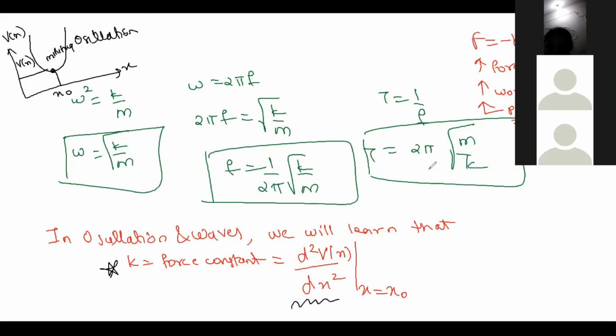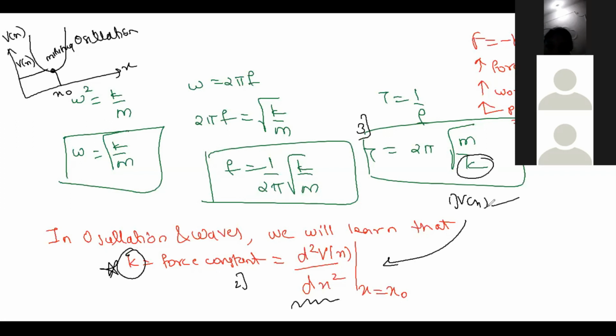Please remember what the steps will be. Basically, they will give us V of X, correct? What you will do is differentiate it and find this second step, K. You will find K, and then you will substitute K here and you can find the time period. This is the step, people. If you want, you can note it.